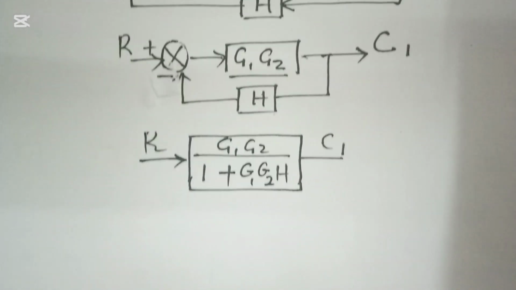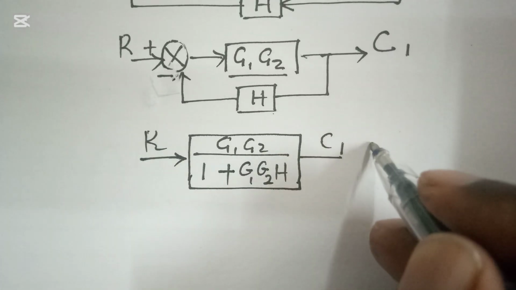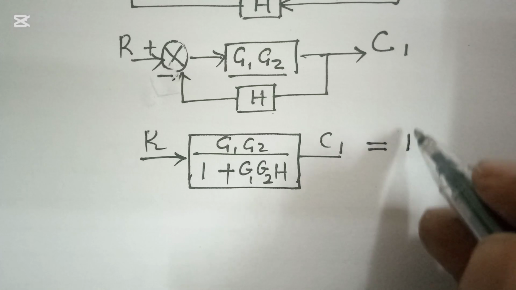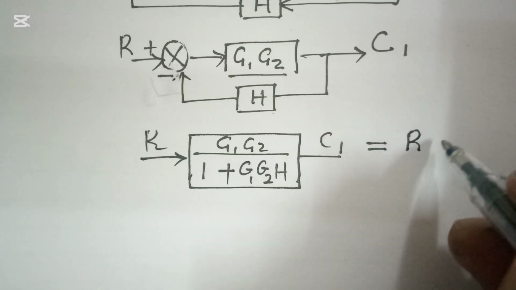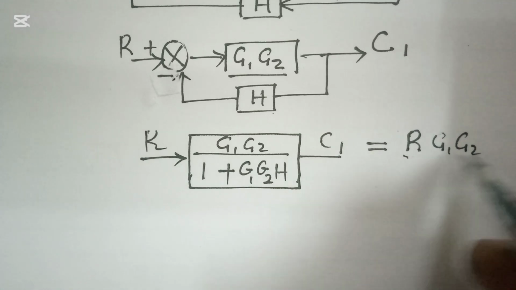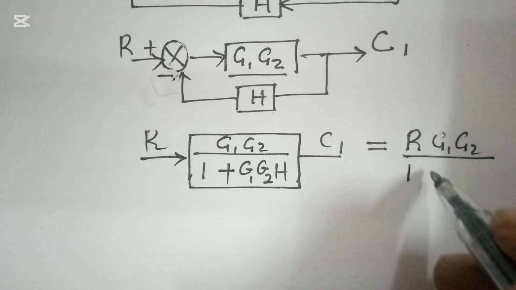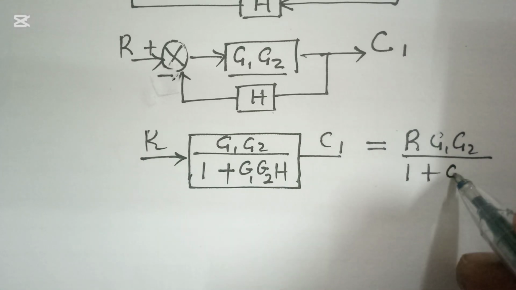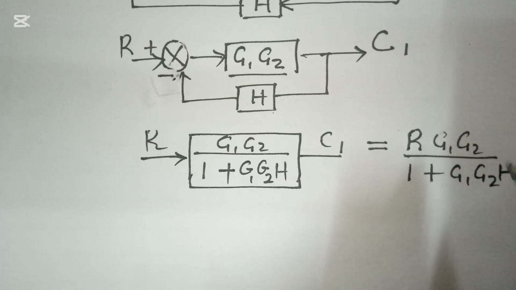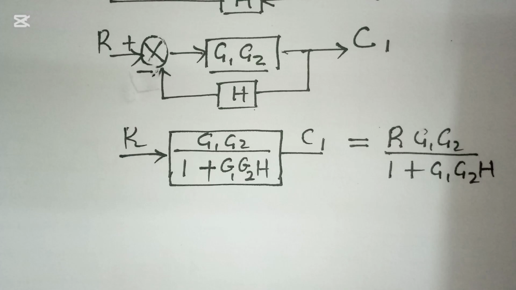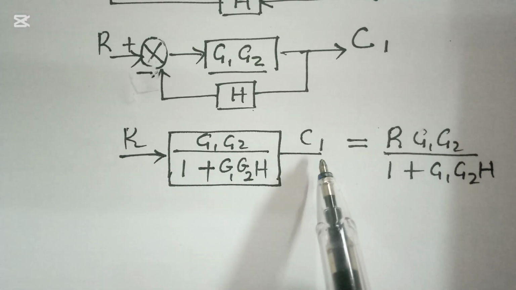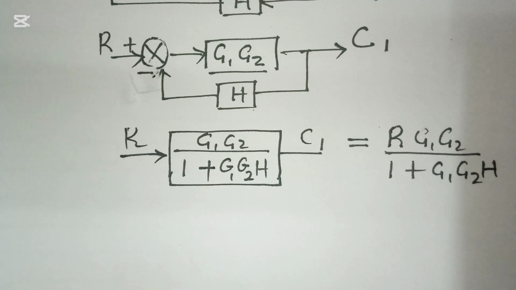So now our C1 is going to be equal to R, G1, G2 all over 1 plus G1, G2, H. So we have found our first solution. Now we come to find C2. So this is our diagram.